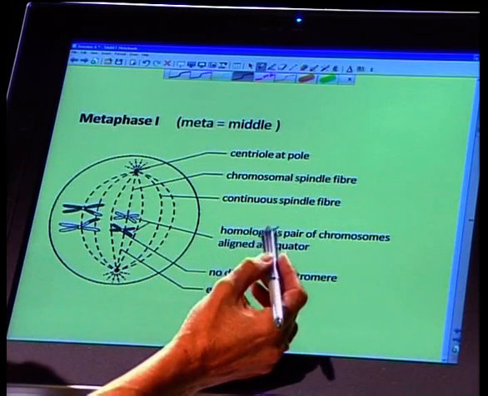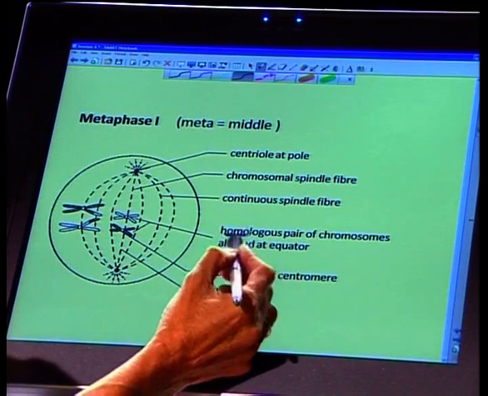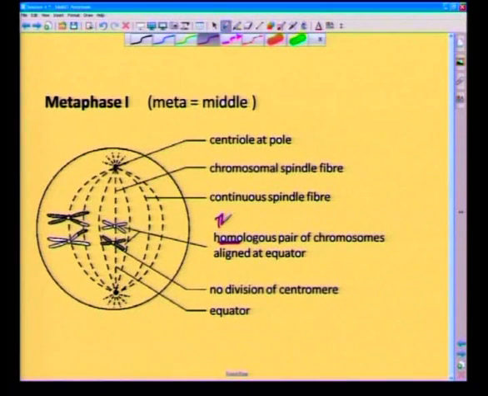Then we look at the homologous pair. Homo, remember, means the same. Got a bit of frog in the throat there. Pair of chromosomes aligned at the equator. Now metaphase, remember, is the middle phase. All your chromosomes are lined up in the middle.